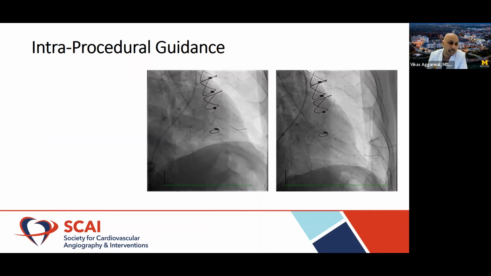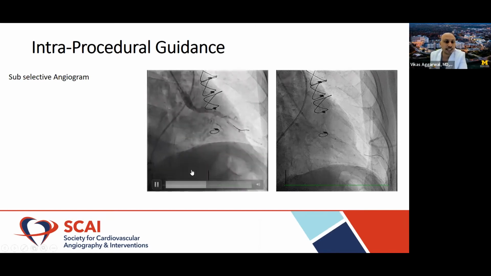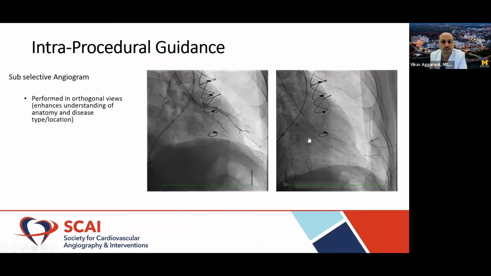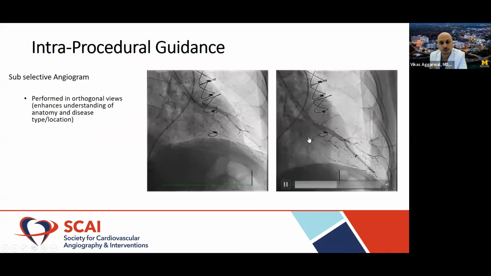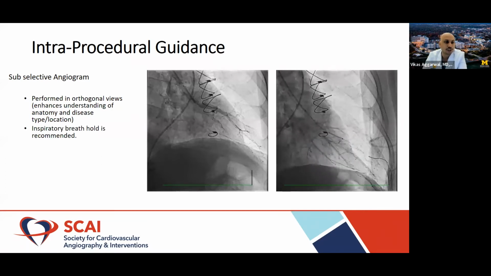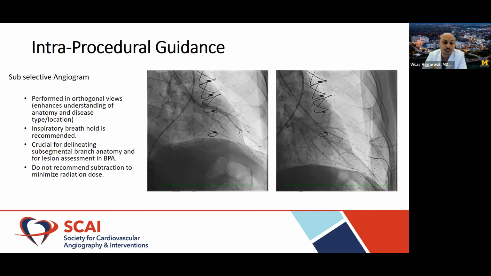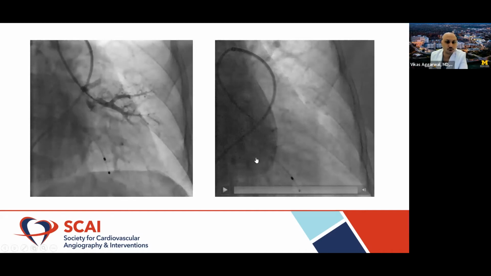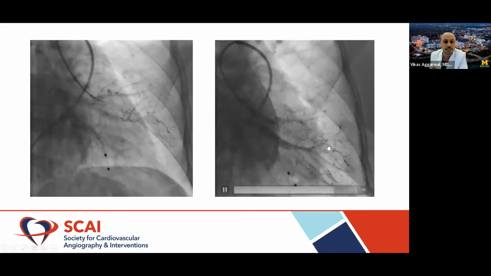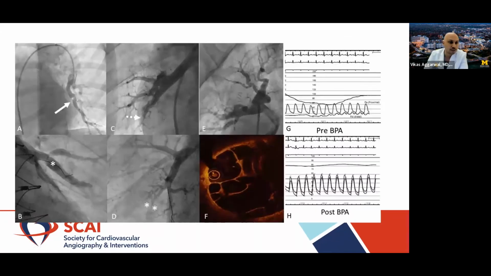For the BPA procedure itself, subselective angiography is the key modality that will help you with lesion identification and characterization. You can see a focal stenosis here on this angiogram, and then after balloon dilatation was performed, the stenosis is improved. It should be performed in orthogonal views. Inspiratory hold is recommended. In most patients, it's crucial to identify the lesion, and we don't recommend subtraction for subselective angiogram to minimize the radiation dose. This one is a total occlusion that's now revascularized. It helps identify the subsegmental anatomy, the number of branches, as well as the type of the lesion. Here are more examples of the same thing with different kinds of lesion measurements.